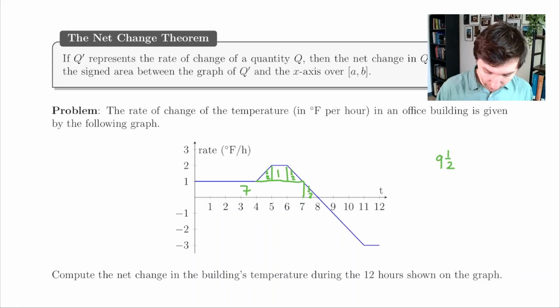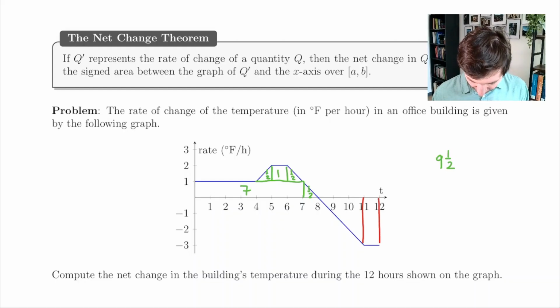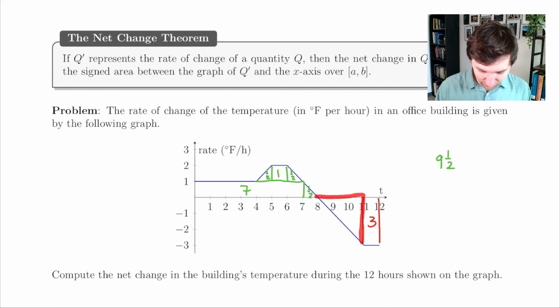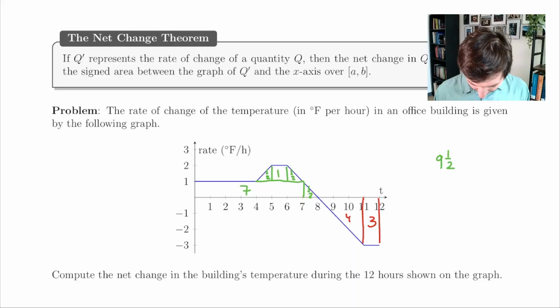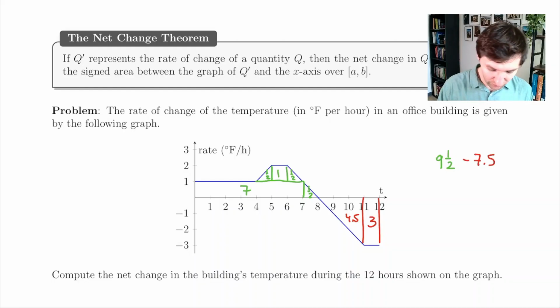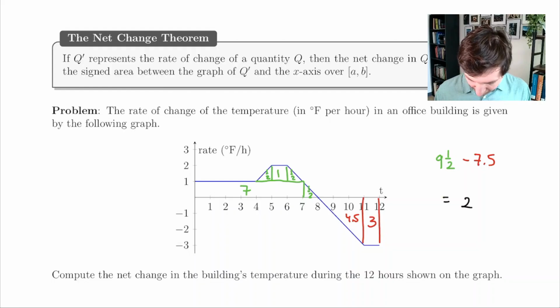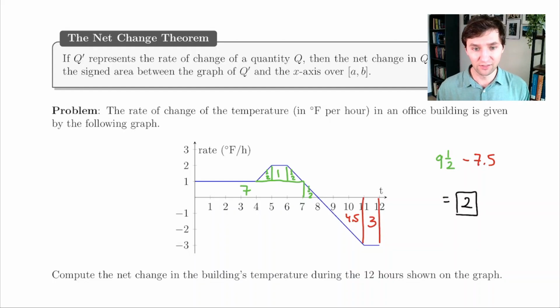The area below the x-axis is this area, which is 3, and the area of the triangle, which is 3 times 3 times 1/2, which is 4.5. Altogether, the red area is 7.5. When I subtract the red area from the green area, I will get 2, which means that the total change in temperature over the 12 hours was 2.